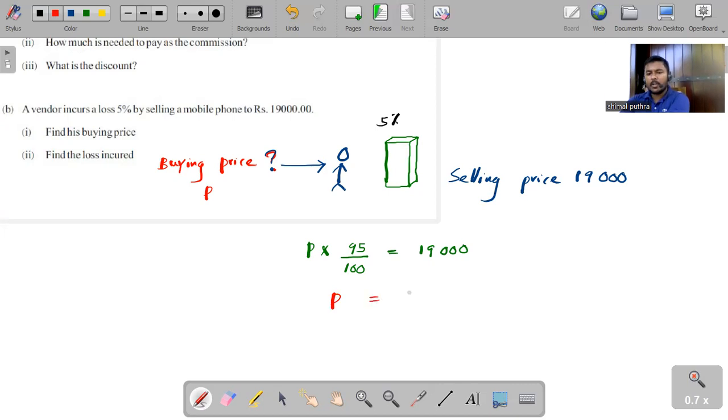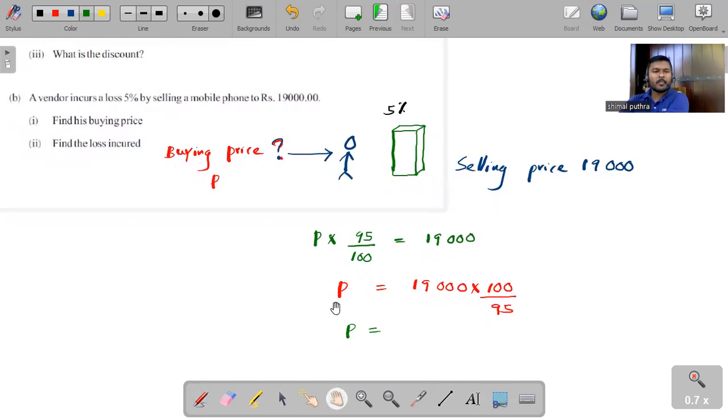P should be equal to 19,000 into 100 over 95. So P should be equal to 19,000 into 100 over 95. Please simplify this one.